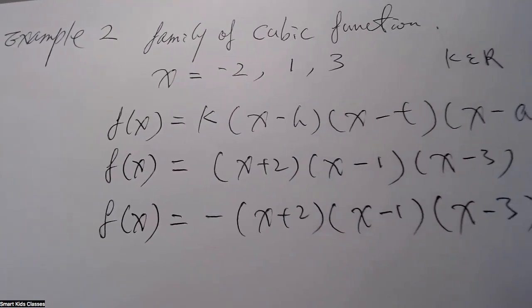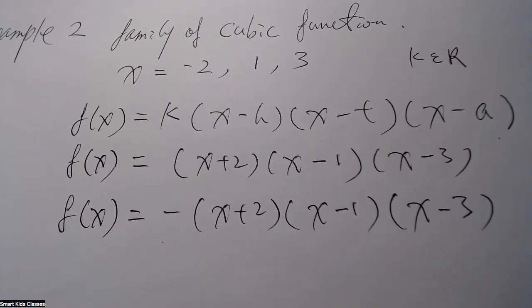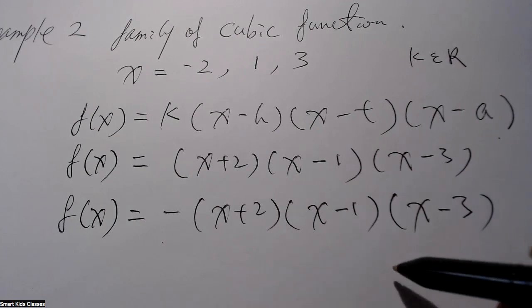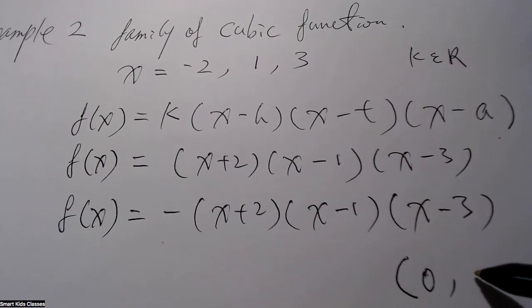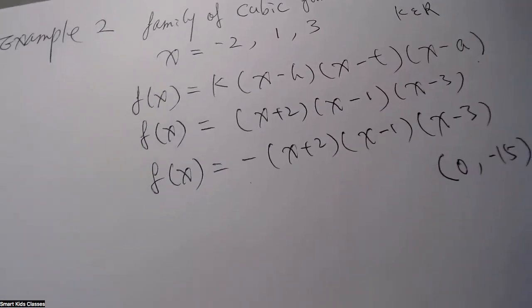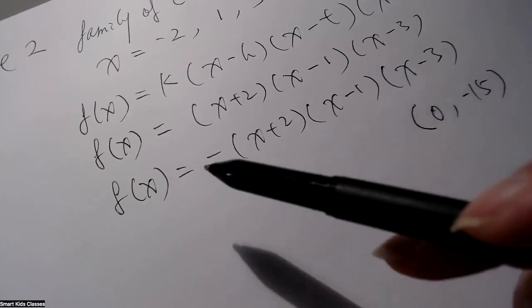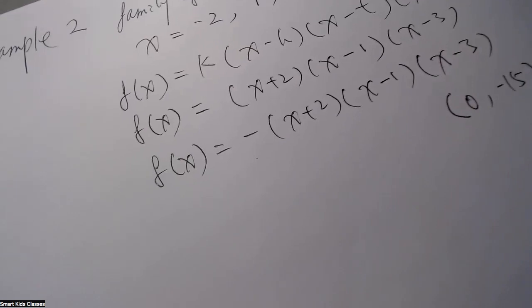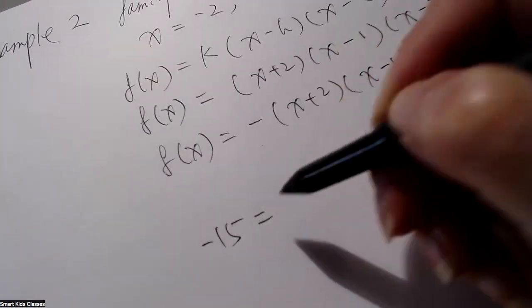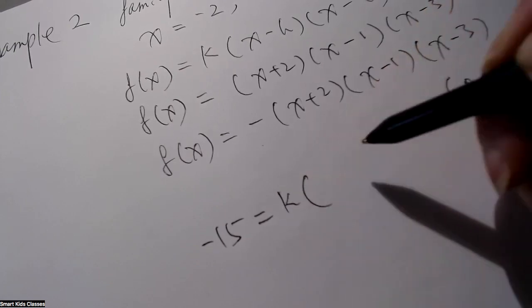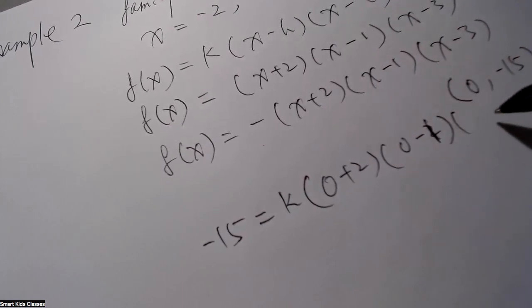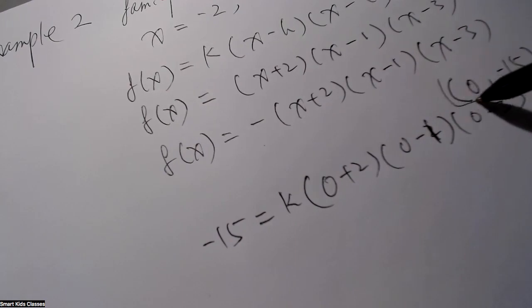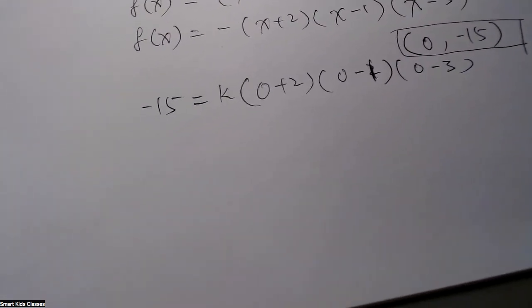Now, for example 2 part B, it gives you a y-intercept, a point: when x equals 0, y is -15. So we're going to find the family function by plugging in this point to find k. When y equals -15, k times (0 plus 2)(0 minus 1)(0 minus 3). This is the given point, so we're going to solve for k.